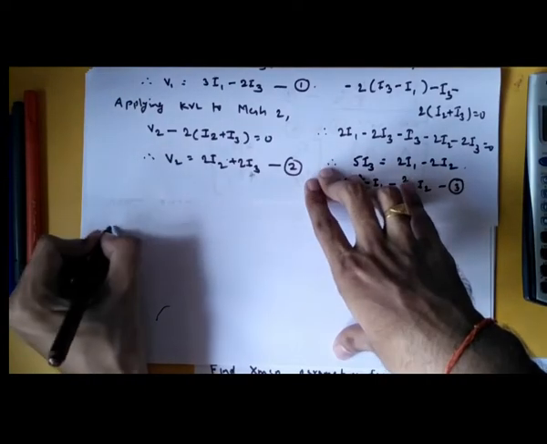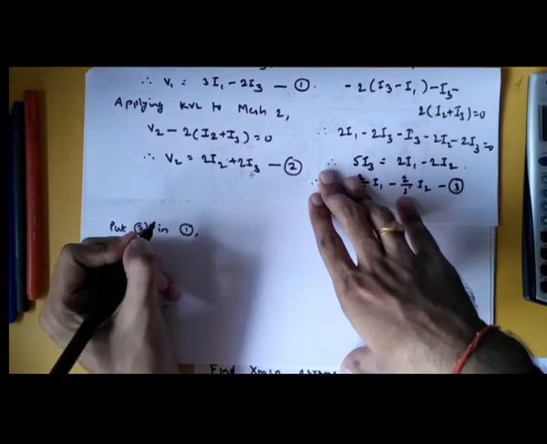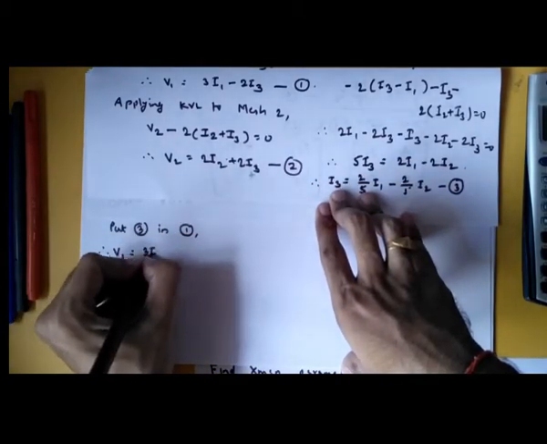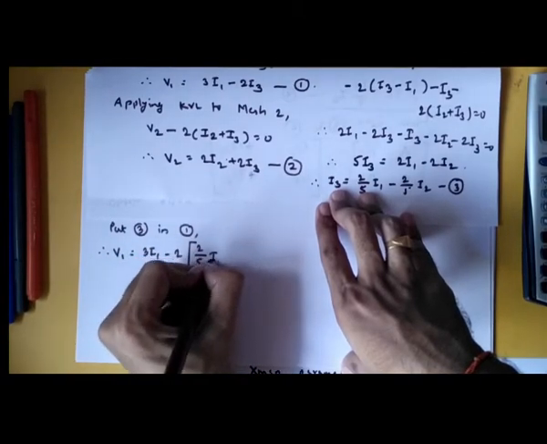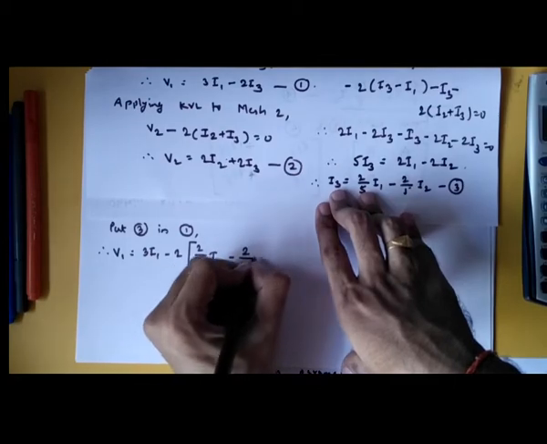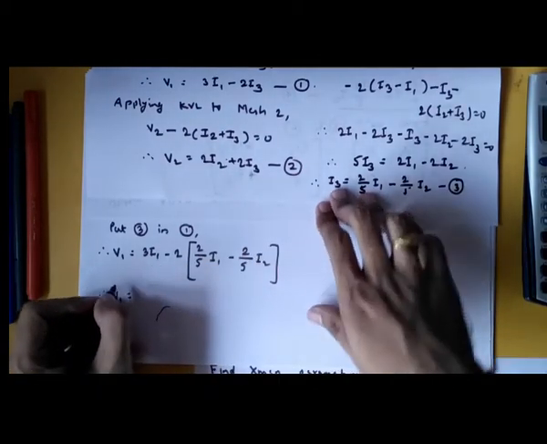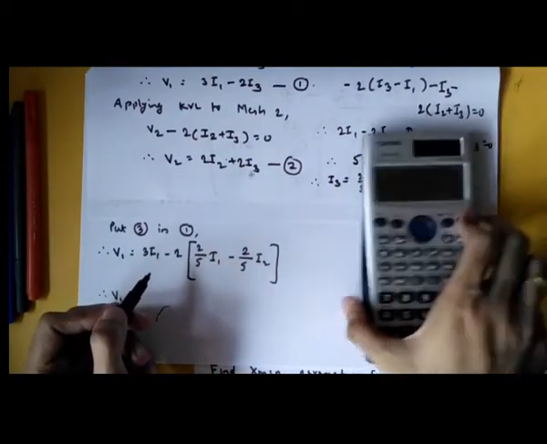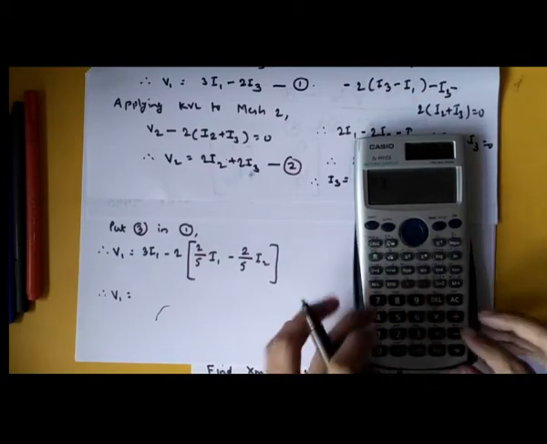Okay. So put 3 in 1. So therefore V1 equal to 3I1 minus 2 times 2 by 5 I1 minus 2 by 5 I2. So therefore V1 equal to 3 minus 4 by 5.